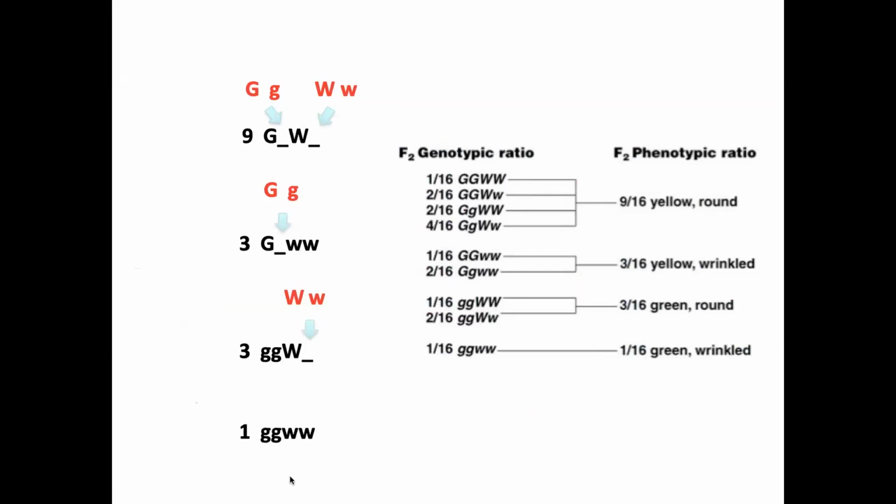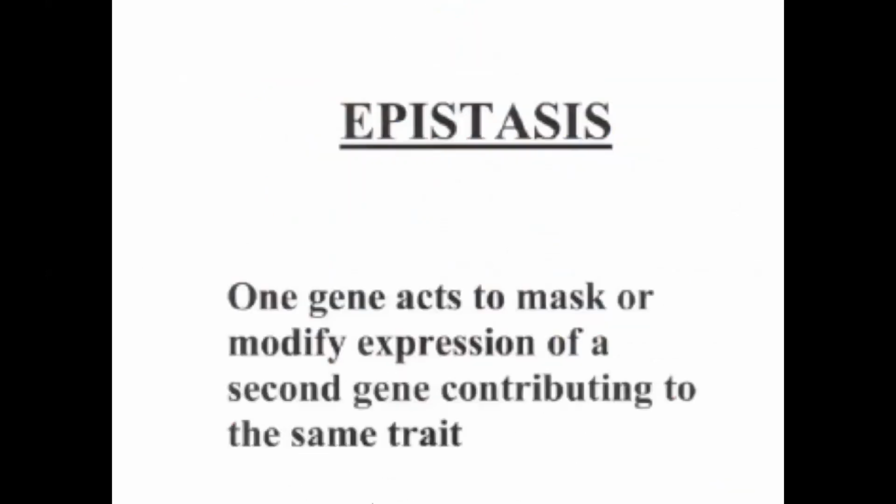Epistasis, again, is when you have 2 or more genes that are responsible for determining a single trait. So that's non-Mendelian. If you're doing a dihybrid cross and the 2 genes determine the final phenotypic expression for a single trait, you have the potential for epistasis. There are many different ways that those genes can interact. One gene can act to mask or modify expression of the second gene.